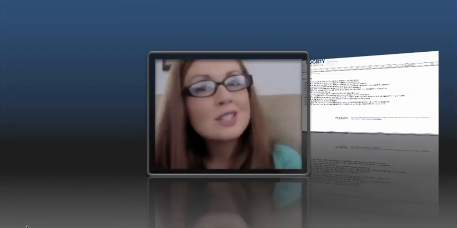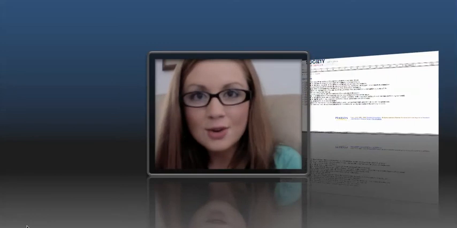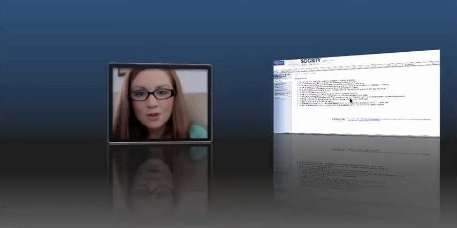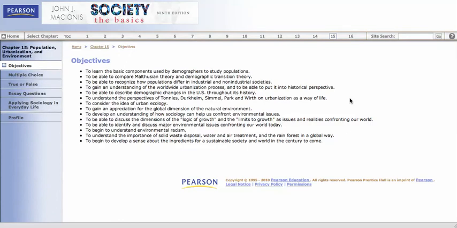And maybe you did your homework last week for this week, so otherwise, let's go ahead and take a look at what we're going to be going over. So here we're taking a look at the companion site. Again, this is for the 9th edition. We are doing the 10th edition, but this is a great tool to use to gather ideas for your weekly creative project. So chapter 15, we're going over population, urbanization, and environment.